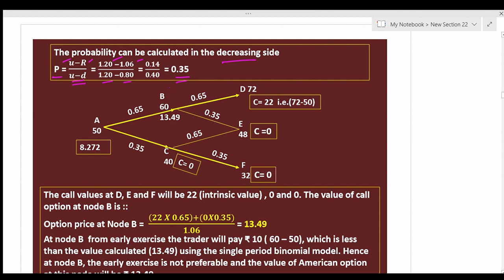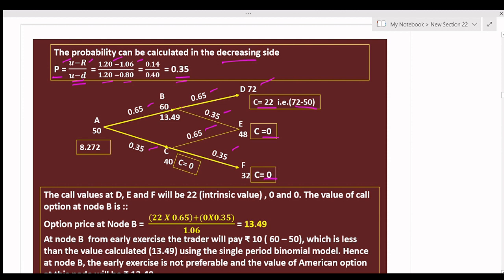So 0.65 will be the probability of the increasing side. Now come to the decision tree, a binomial problem. Here you first find out 72, and you put the probabilities 0.65 and 0.35 in each branch. Now here C is equal to the intrinsic value, which is 72 minus 50, that is 22. And here it will be 0, because here the buyer will not exercise his right.